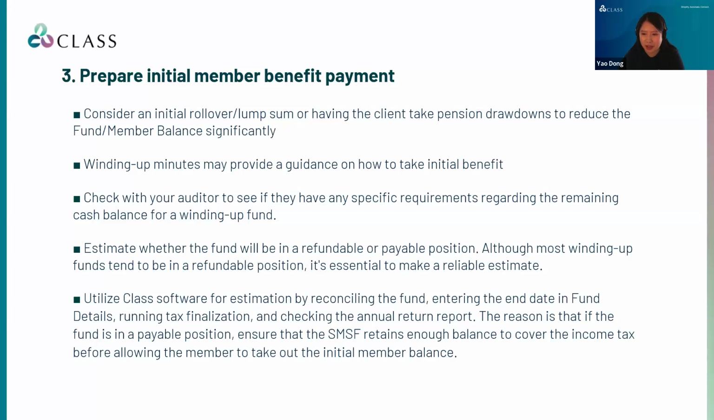You can use Class to estimate the tax position by reconciling the fund as much as possible, running tax finalization, and checking the annual return to get the current tax position. I will show you in the case study later. If the fund is still payable, please make sure there is enough balance to cover the income tax and expenses before letting the member take the initial benefit payment.